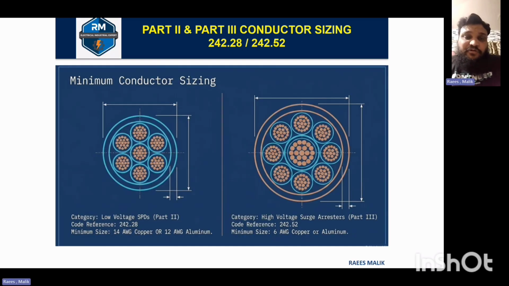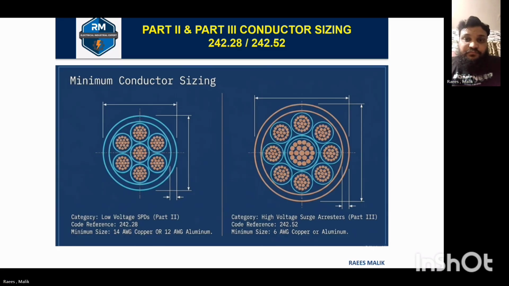When it comes to cabling from the low voltage or high voltage SPD connected to the ground, the left-hand side tells us about 242.28, which is the low voltage system and belongs to part 2. The maximum size is 14 American wire gauge copper or 12 American wire gauge aluminum. The right-hand side belongs to 242.52, part 3, which is all about high voltage surge arrestors. The cable used from the SPD to the ground shall always be 6 American wire gauge copper or aluminum. So this slide covers cable selection from the point where the SPD is connected to the ground.